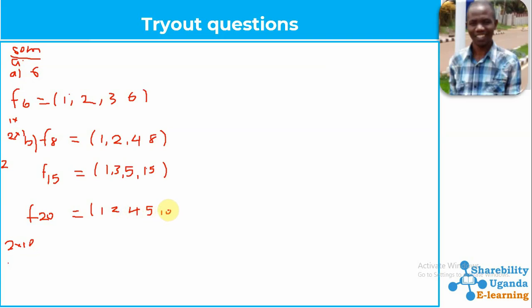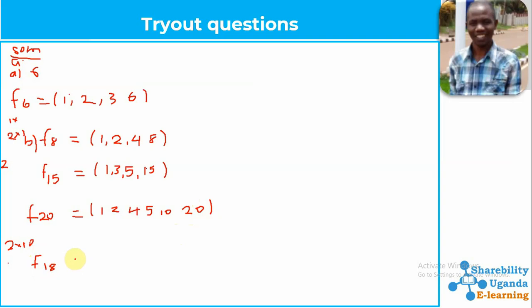Then remember we had our 10 which was here, then also our 20, okay? So here we shall have solved and gotten the factors of 20. So now we also get the factors of 18.